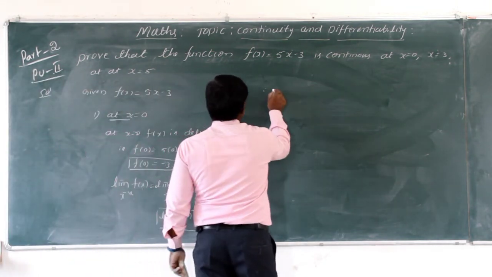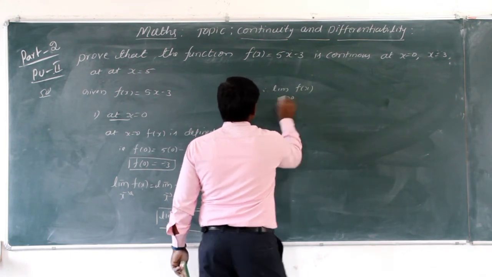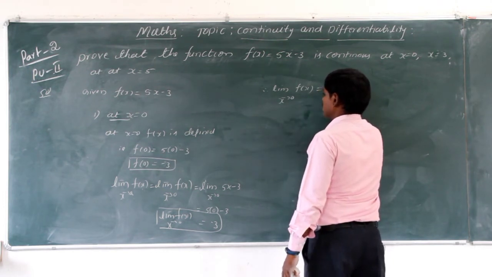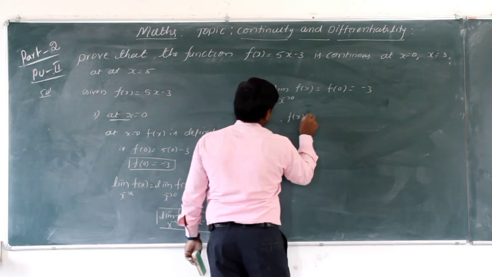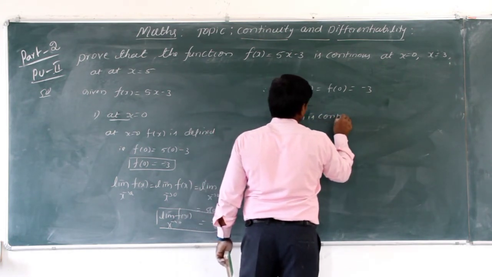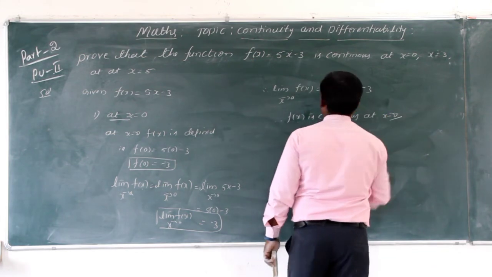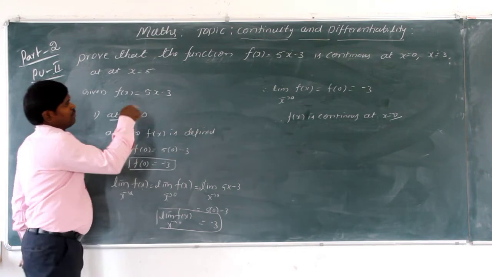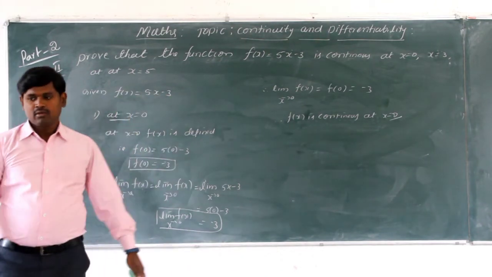So therefore limit of f of x as x tends to 0 is equal to f of 0 is equal to minus 3. So therefore f of x is continuous at x is equal to 0. Okay. Similarly, you can solve the remaining two at x is equal to 3 and x is equal to 5. Okay. You can solve after.